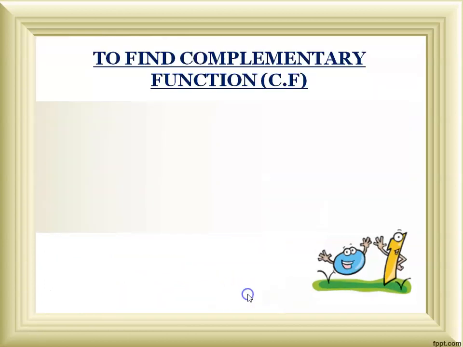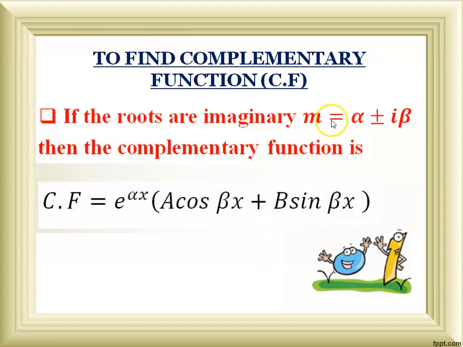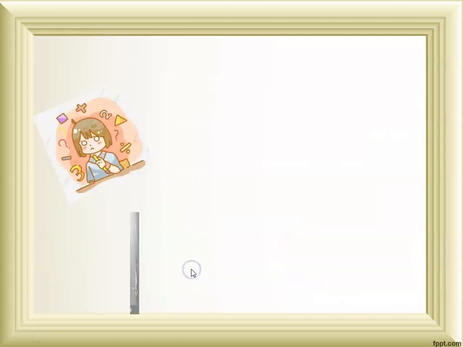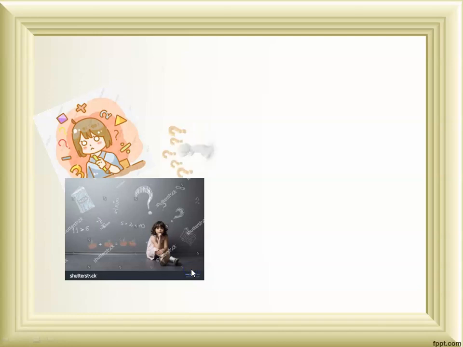The last case is imaginary roots. The roots are imaginary, in the form alpha plus or minus i beta. The complementary function formula is e^(alpha x) (a cos beta x + b sin beta x). Alpha is the real part and beta is the imaginary part. These are all the formulas for finding the complementary function. Next, we have some examples under the complementary function.